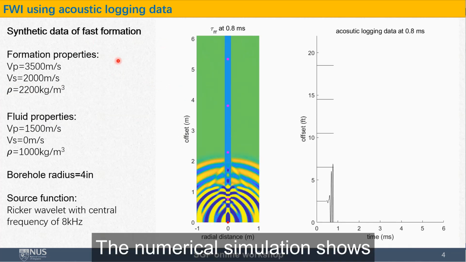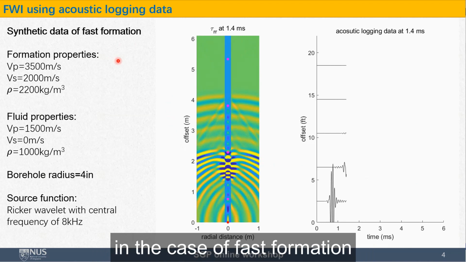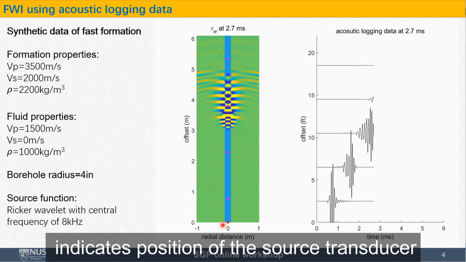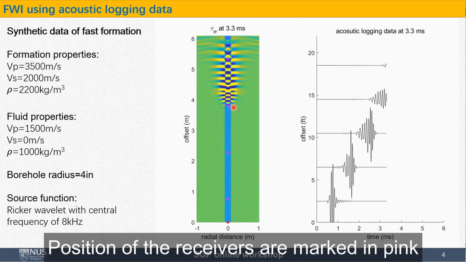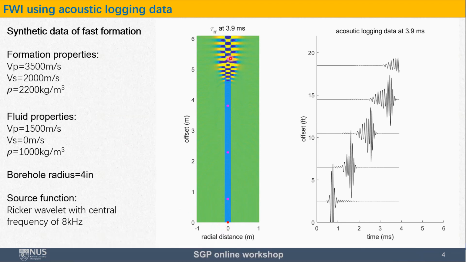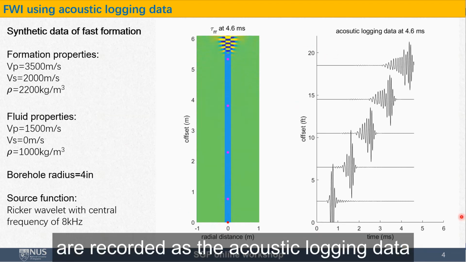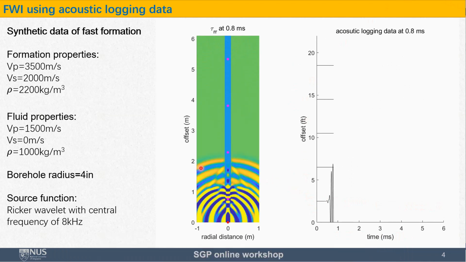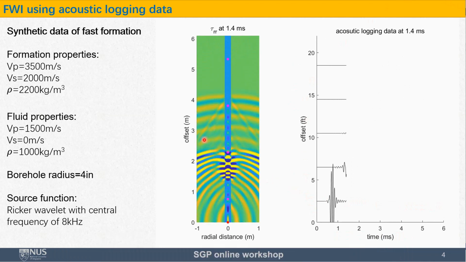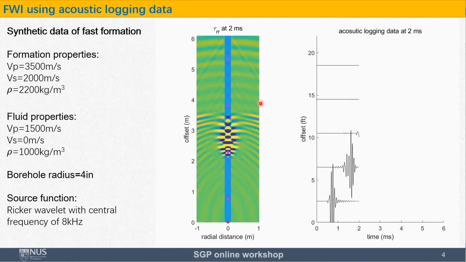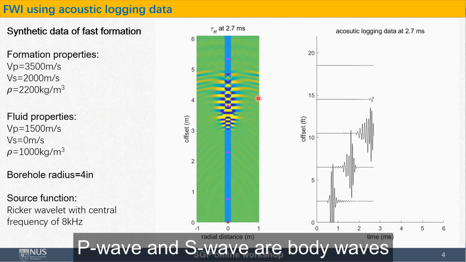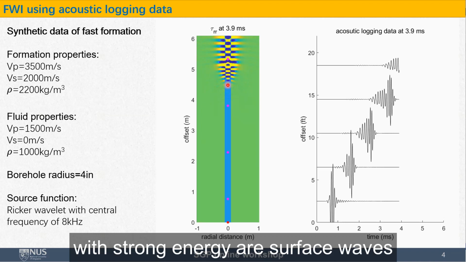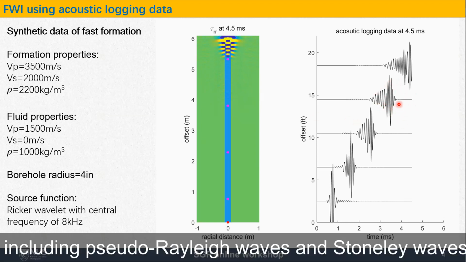The numerical simulation shows the elastic wave propagation in the case of fast formation. The red points indicate the position of the source transducer. Positions of receivers are marked in pink. The waves traveling to the receivers are recorded as acoustic logging data. Let's watch the animation again. The fastest waves are P waves. These are S waves. P wave and S wave are body waves, and the waves traveling along the borehole with strong energy are surface waves, including pseudo-Rayleigh wave and Stoneley waves.